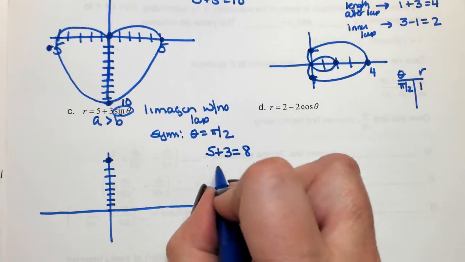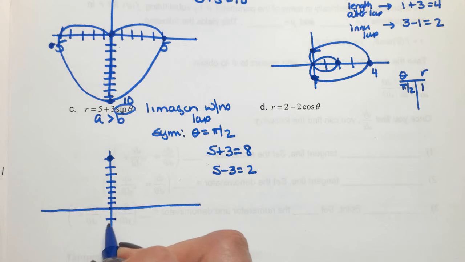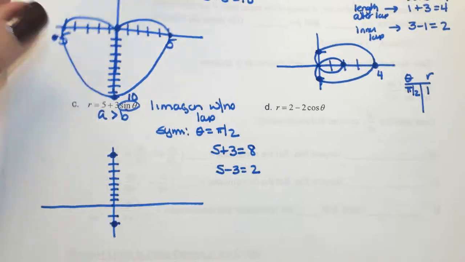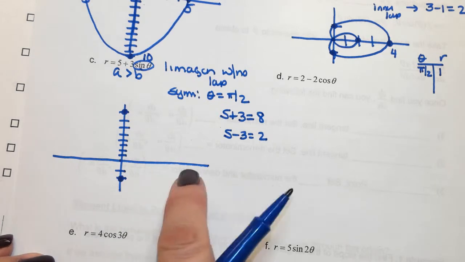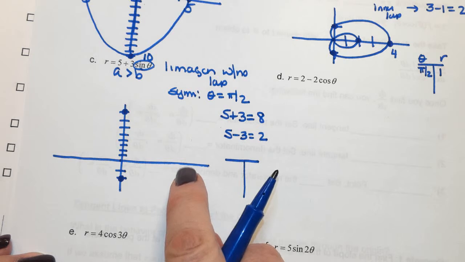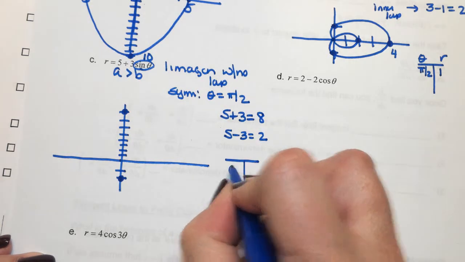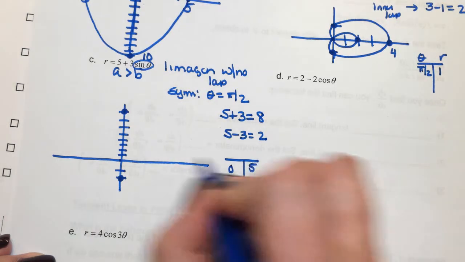And if I subtract, that's the distance from the pole to the outer part, the other distance from this pole to the outer part of the limaçon. Again, I can find my intercepts with the polar axis. Again, this is where sine is going to be equal to 0. So when sine is 0, that's going to give me 5.